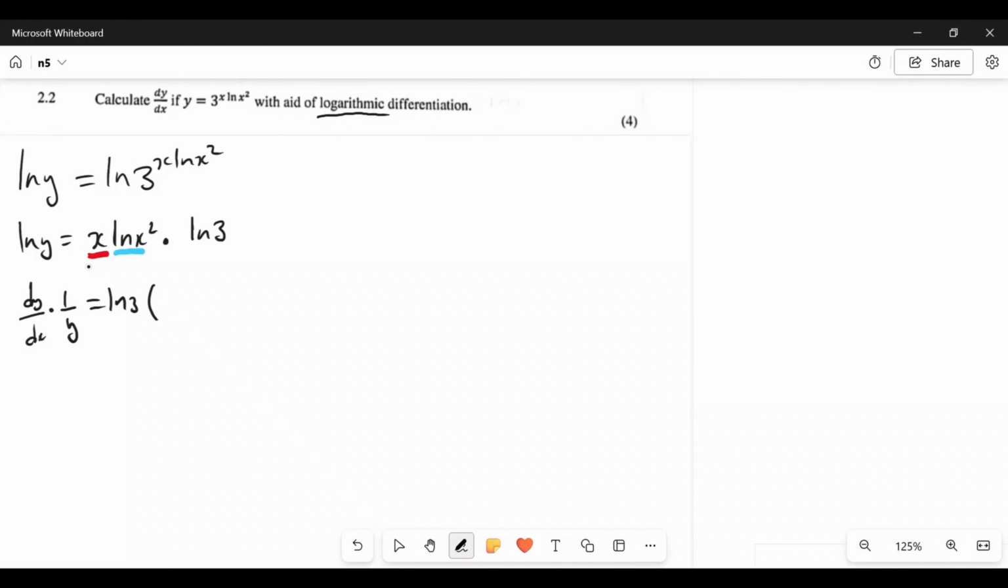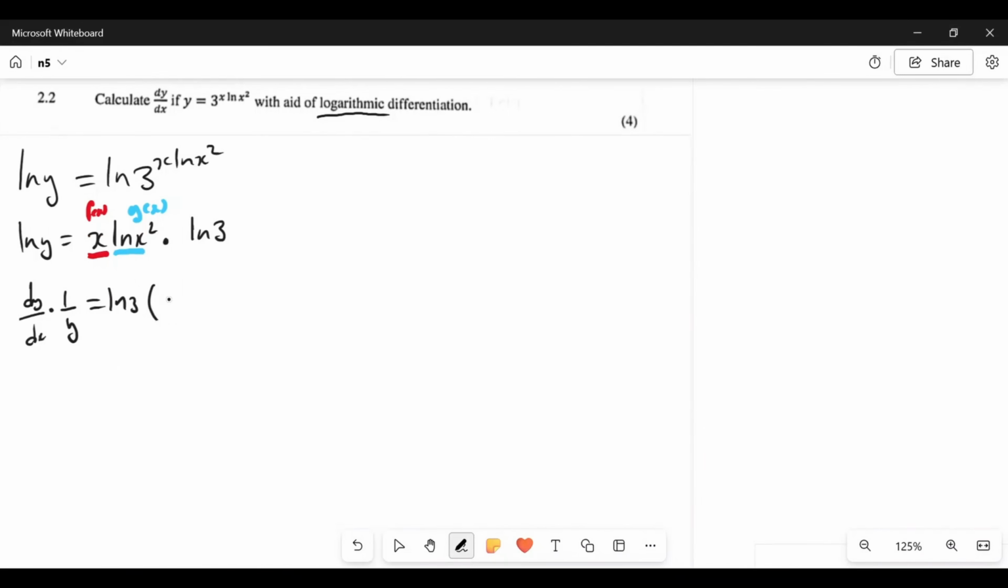then open bracket. Then you apply the product rule. Guys, this is a product rule: x multiplied by ln x squared. That is a product rule. So I can write this as f of x, and then this one is g of x. There we go. I hope you guys understand this, right?